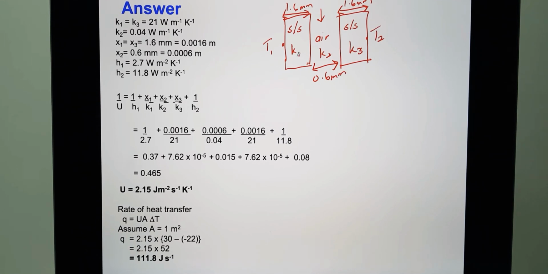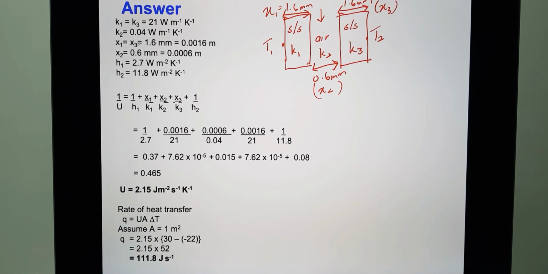Okay, so since material K1 is stainless steel, and material number 3 also is stainless steel, that's why their thermal conductivity are the same at 21 watt per meter Kelvin. But then K2 is for the air, 0.04 watt per meter Kelvin. Alright, and then this one is X1, 1.6 millimeter, and X2 is for the air, and then this one is X3, 1.6 millimeter.